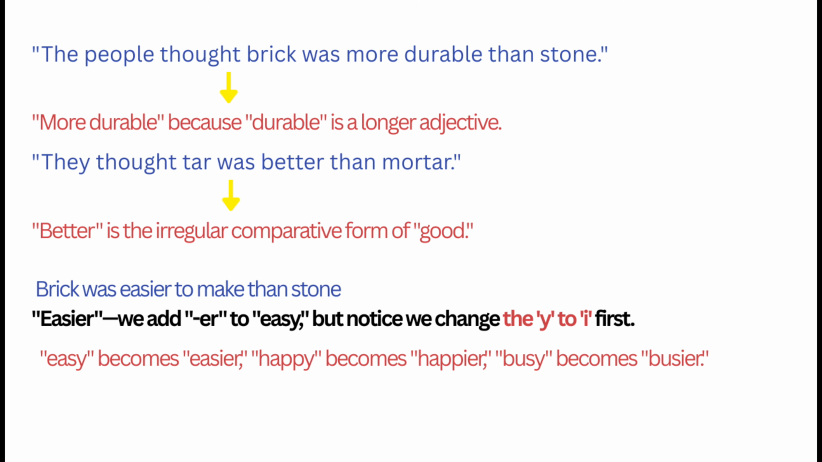Okay, so we could say the people thought brick was more durable than stone. Perfect. More durable, because durable is a longer adjective. What about tar and mortar? They thought tar was better than mortar. Excellent. Better is the irregular comparative form of good. Now let's think about why they might have preferred these materials. Maybe brick was easier to make than stone? Great comparative. Easier. We add ER to easy, but notice we change the Y to I first. Oh, that's a good spelling rule. It is. So easy becomes easier, happy becomes happier, busy becomes busier.